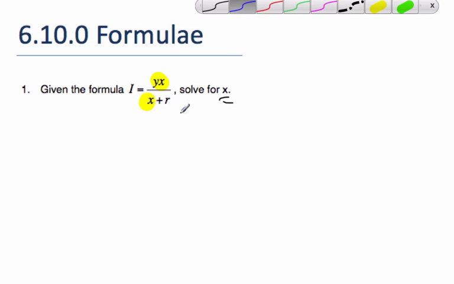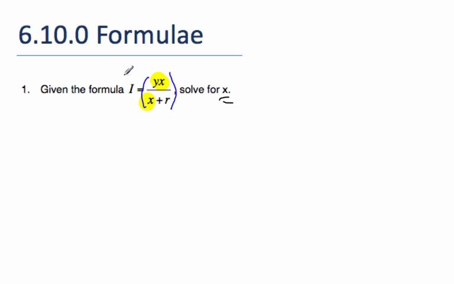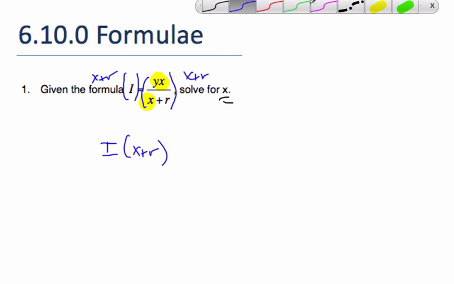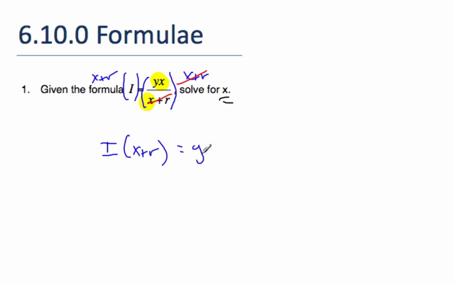But we have a fraction, so what I like to do with the fractions is get rid of them as soon as I can. So I'm going to multiply both sides of the equation by x plus r, which would be my common denominator. And so I have I times x plus r, and then these ones here, they cancel. So we get yx, no fractions. Next, what am I going to do now?